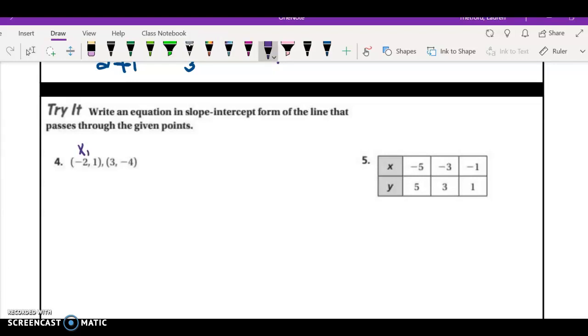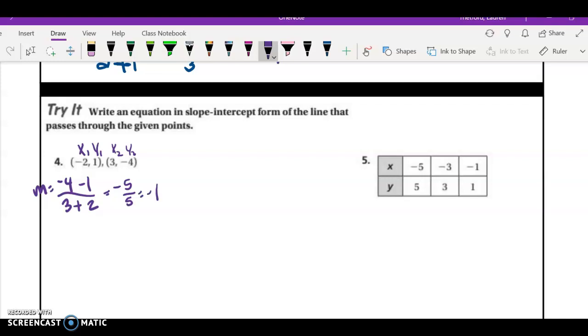All right, so we need to find the slope. So we have negative 4 minus 1 over 3 minus negative 2, which turns it to plus 2. So I have negative 5 over 5, which gives me negative 1.